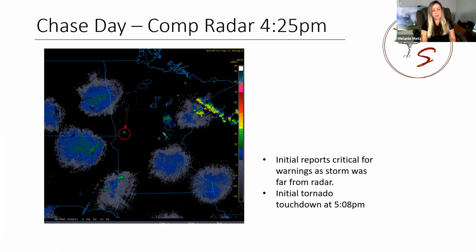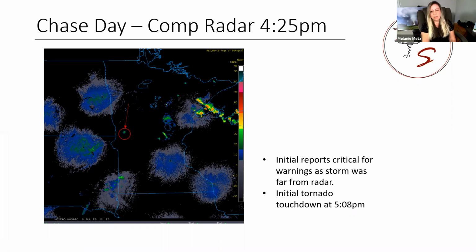Since it was so far away, it's harder to see the low levels in that storm. Because of that, initial reports and ongoing reports from the storm, from chasers as well as spotters out there, were really critical for the National Weather Service to know what was happening and be able to issue those early warnings. And they did a good job.